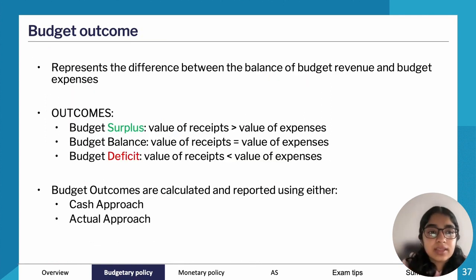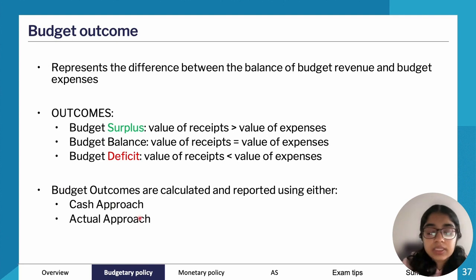Budget outcomes, so this is basically when the government spends its money, has the outlays, has the receipts, has everything. It's basically how the budget's looking after that. Your outcome can be a surplus, so that's when your receipts are greater than expenses, so you have more revenue than your outlays. You've got a budget balance when your receipts are the same as your expenses. And then you've got a budget deficit, which is most common for us, where our receipts are less than our expenses.